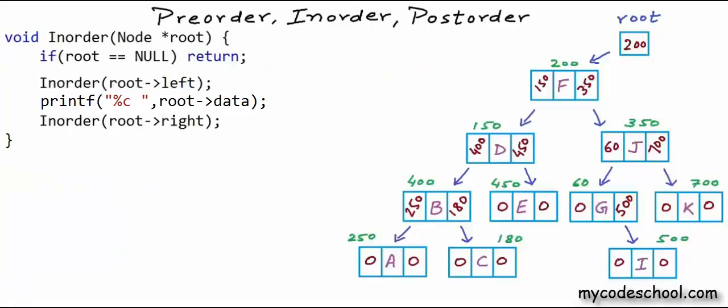Inorder traversal of this example tree that I have drawn here will be this. This particular binary tree is actually also a binary search tree. And Inorder traversal of a binary search tree would give us elements in the tree in sorted order.